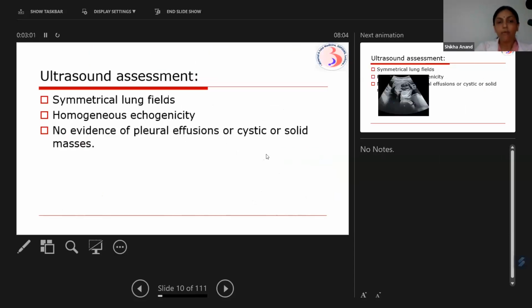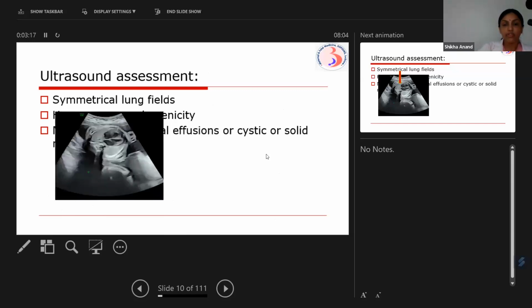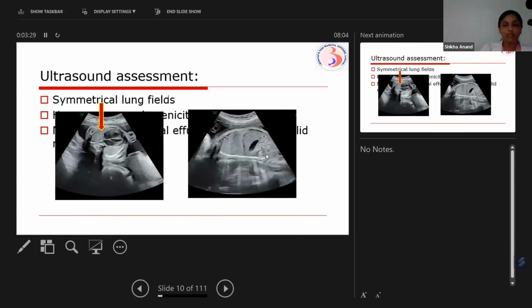For that, we need to do the ultrasound. In the normal ultrasound, the lung fields are seen symmetrically with homogeneous echogenicity, and there is no evidence of pleural effusion or cystic or solid masses. So this is the transverse view of the thorax, where we can see symmetrical lung fields on both sides with homogeneous echogenicity with no mass or cyst. The same can also be seen in the longitudinal view.